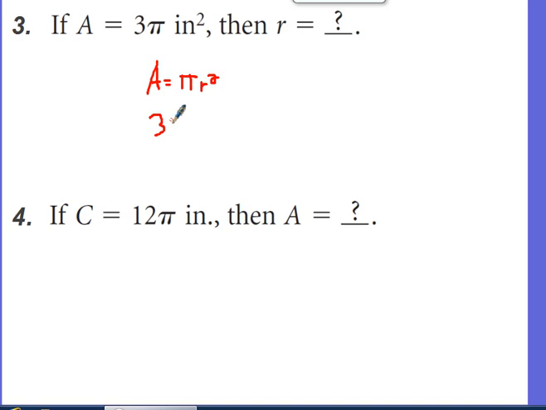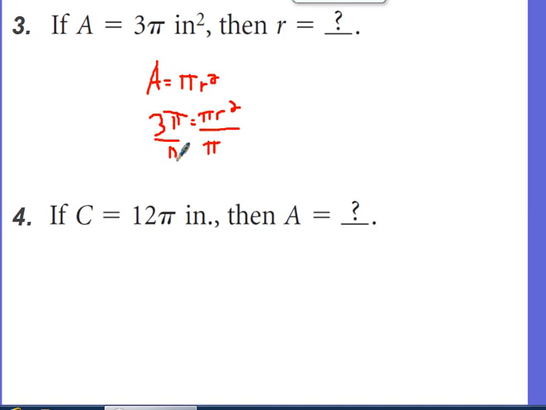So 3 pi equals pi r squared. Man, Taylor Swift would not enjoy how bad my pies have gotten. She likes a good pie.